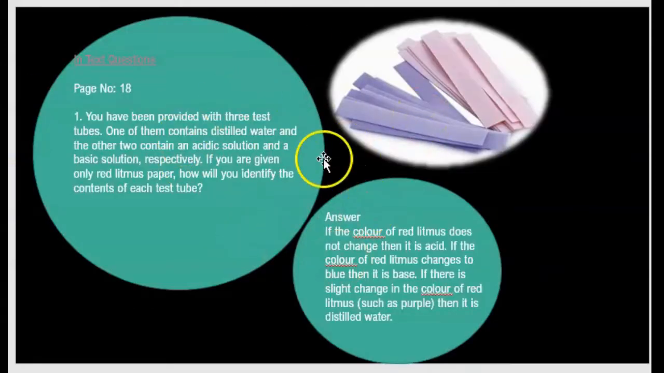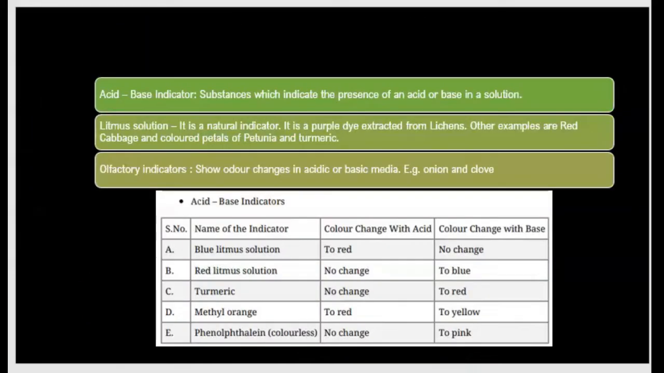So what is the answer to this question? If the color of the red litmus does not change, then it is acid. If the color of the red litmus changes to blue, then it is a base. And if there is a slight change in the color of red litmus, then it is distilled water. The slight color is due to the wetness while you are dipping the red litmus paper in the water.